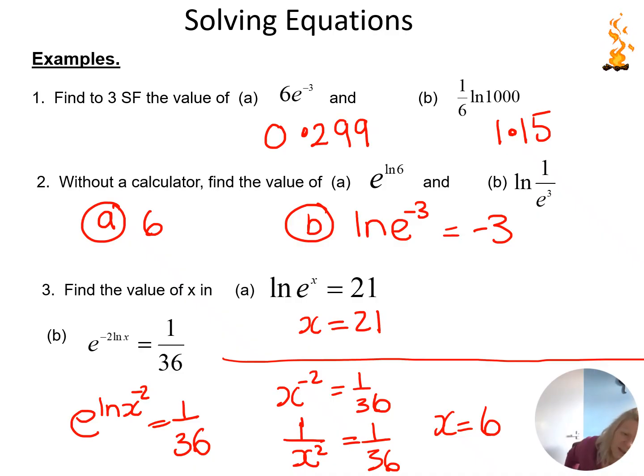Now the question is, can it be -6? Discuss it with the person next to you. What do you think? Hopefully you've said 1 or 2 words. Whatever conclusion you've come to, let's see if it matches mine.